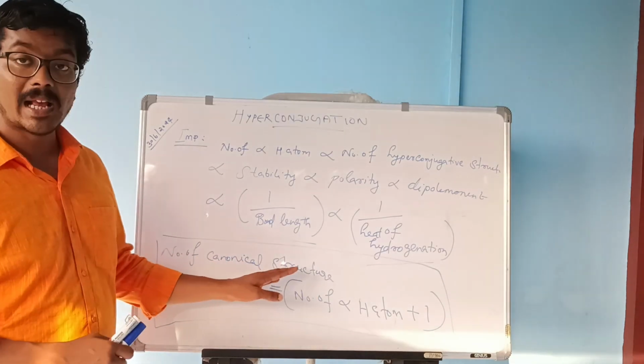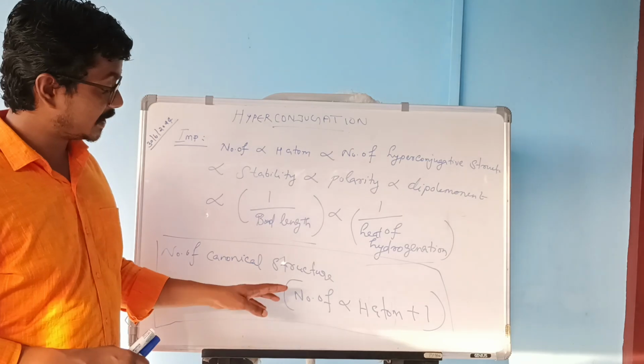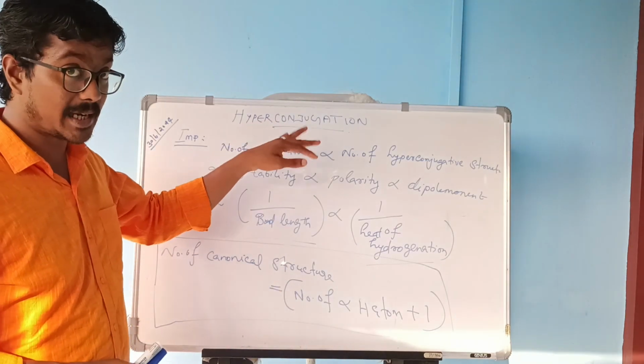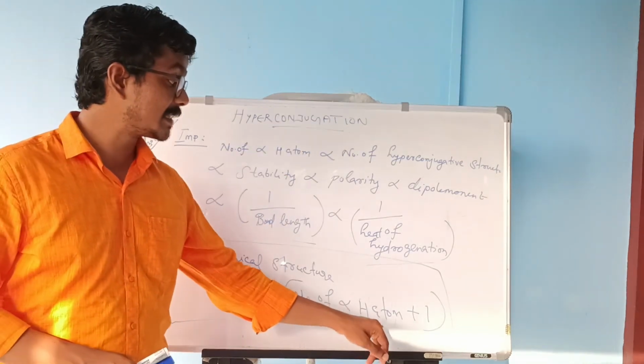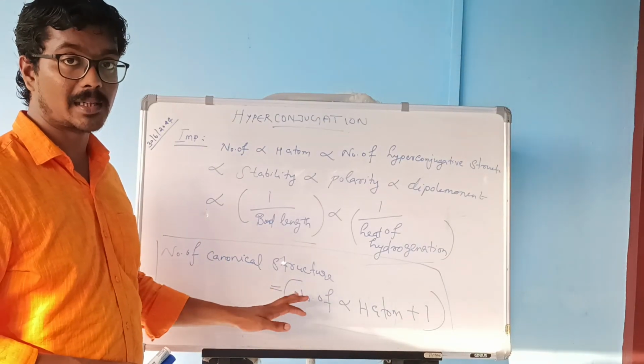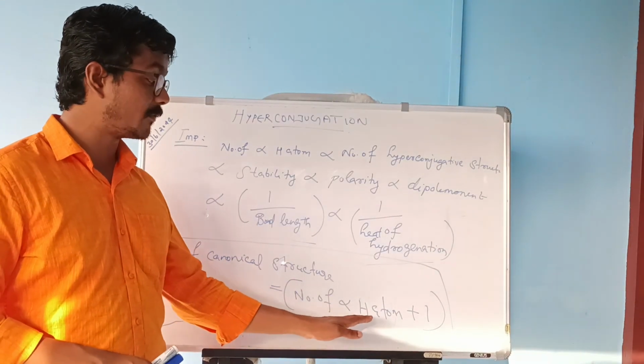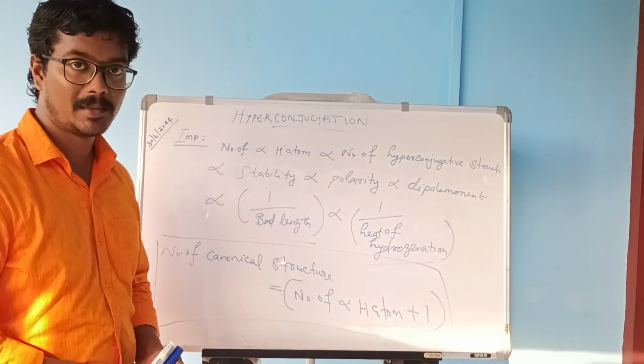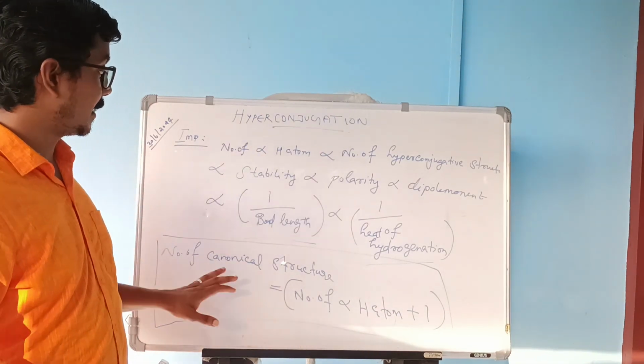The total number of canonical structures of a given compound, if we consider hyperconjugation, is equal to the number of alpha hydrogen atoms plus 1. Total number of canonical structures is equal to number of alpha hydrogen atoms plus 1. You should remember this important point.